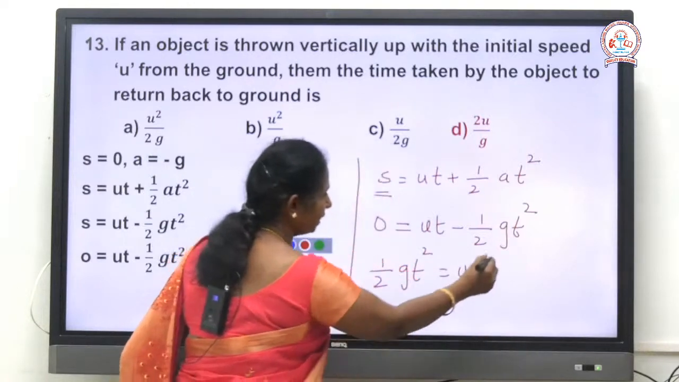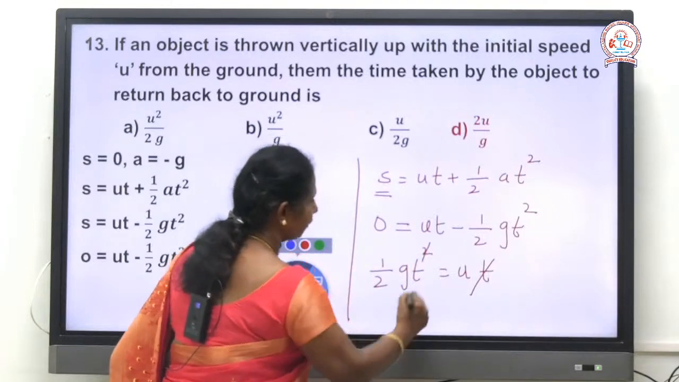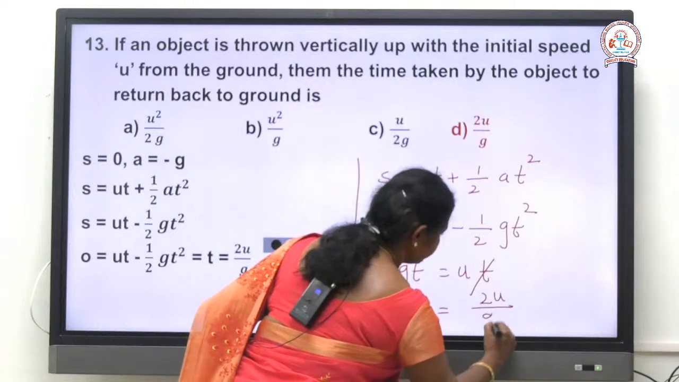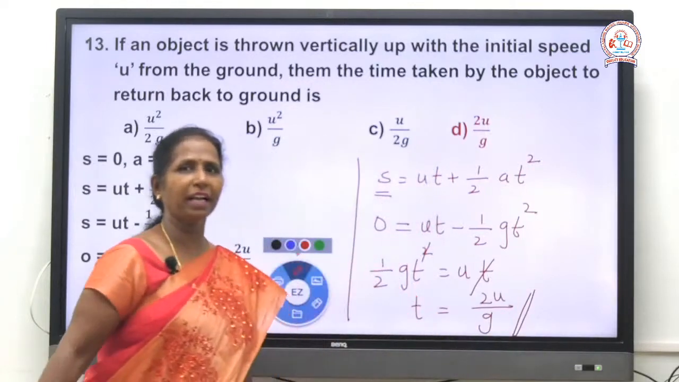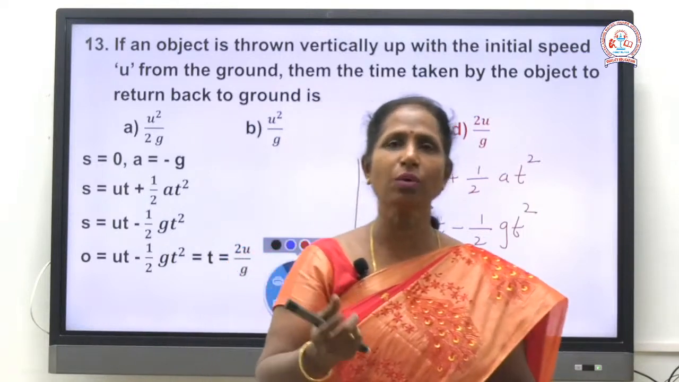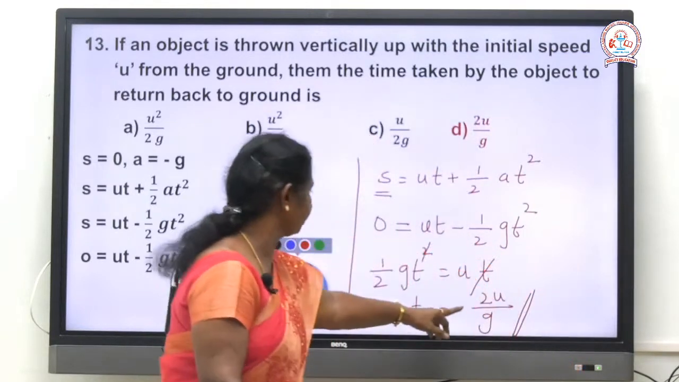Bring half gt square to this side, t will get cancelled. So from this we must calculate t equal to 2u by g. What is the time taken by the object to reach the ground? Time taken by the object to reach the ground is t equal to 2u by g. Is that clear?